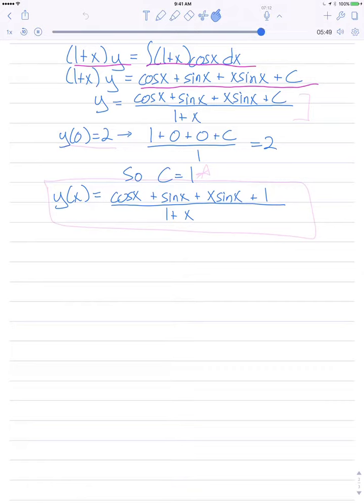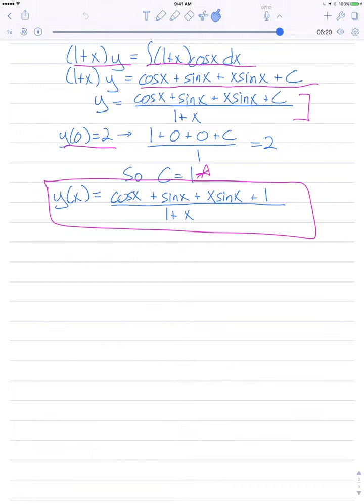So to isolate y, I'll divide through by 1 plus x, and I get this final answer here, cosine x plus sine x plus x sine x plus c, all over 1 plus x. If we plug in the initial condition y of 0 equals 2, we find out that 1 plus 0 plus 0 plus c all over 1 has to equal 2, and therefore c equals 1. And our final answer is this expression here. Okay, so again, integrating factor.